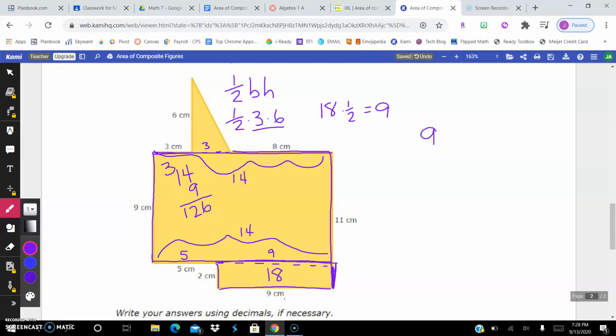So now I have the 9. I have 126, and I have 18 to add together. So I have those 3 shapes that have to be added. So 9 plus 6 is 15, and 15 plus 8 would give us 23. Carry that 2. 2 plus 2 is 4, plus 1 is 5. And then we have a 1 over here. So I have 153 centimeters squared for this.